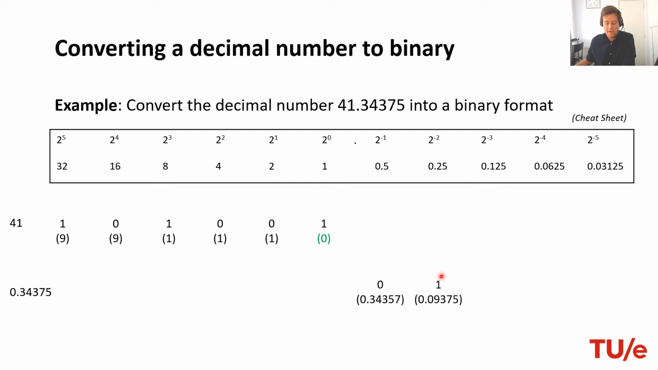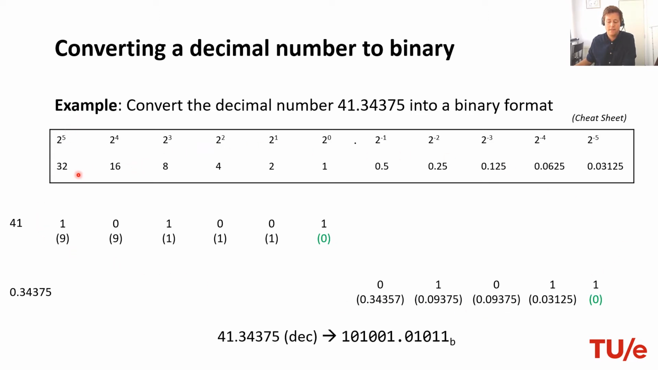0.125 does not fit into this remainder, so we have a 0. The 0.0625 fits in there once, so we have this remainder, and we see that that's exactly equal to 1 over 2 to the power 5. So we get a 1, a remainder of 0, and we have our final binary representation of this number, which is reading from left to right 101001.01011 in binary. So far, so good.